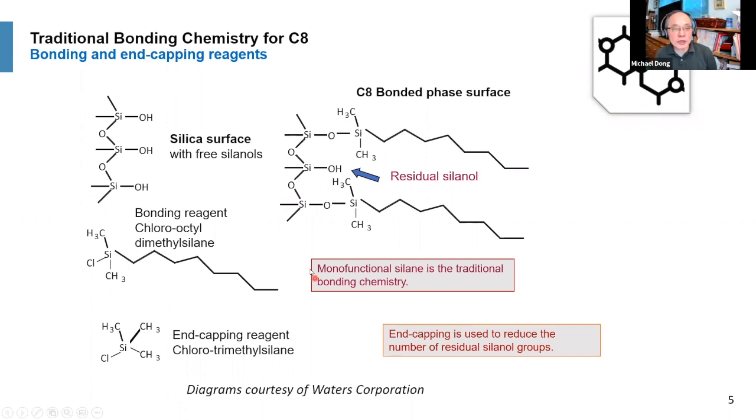Okay, so here is traditional bonding chemistry, and I show you both the ligand or the bonded phase, and also the end capping agent, right? Here I have the silica surface. Now, what is silica? Silica is SiO2. It's actually sand, right? Sand is silica. You can basically pack sand into a column. The problem with sand is that it's not porous, right?